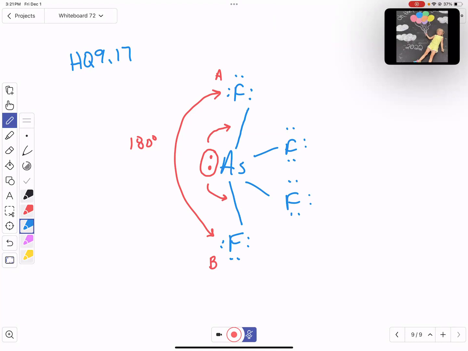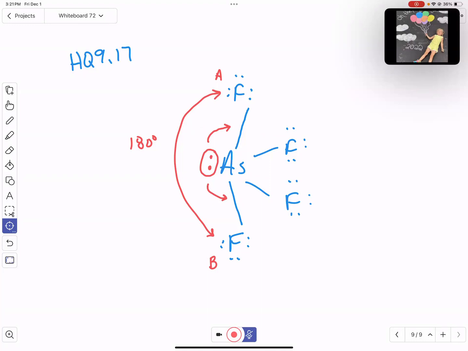So, I would say, okay, well, I guess they're looking at it from this side. So from this side, it's less than 180 degrees. It's less than 180 degrees on this side because our lone pair of electrons on the opposite side is going to push it a little bit to the right for both of those.